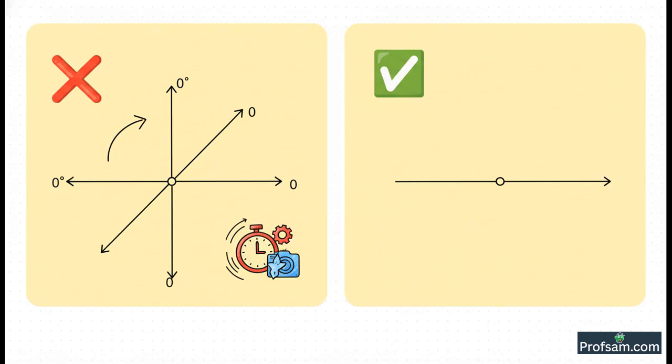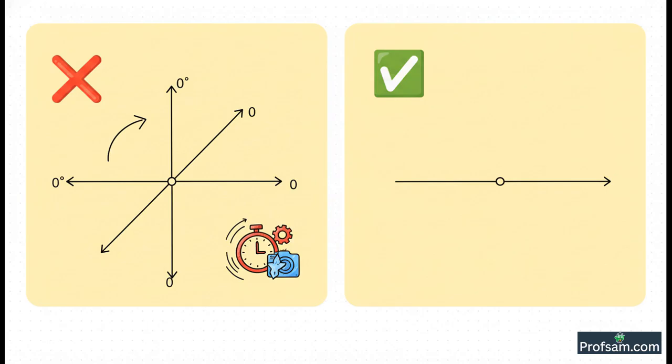All right, let's look at the first wrong idea. Many students think the phasor angle is always changing in the diagram. No! The phasor diagram that we draw is a frozen snapshot. It's a picture taken at one instant in time, specifically at t equals 0. The rotation is conceptual, but the drawing itself is static.